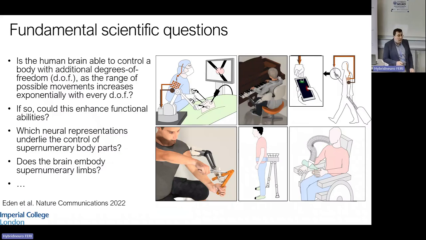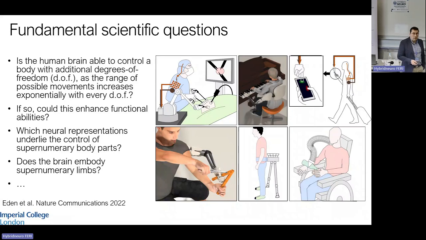challenge. Because once you say, well, let's have an additional arm, for example, that's fine. We can build a third robotic arm. We can mount it on your body. We can make it light and we just wear it. But then we ask your brain to control it in some ways. So how do you do that?